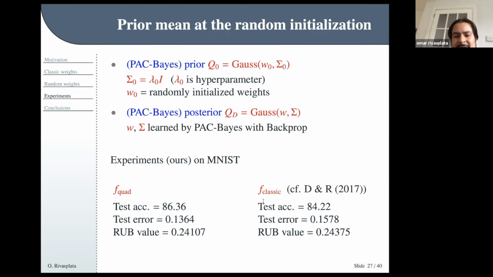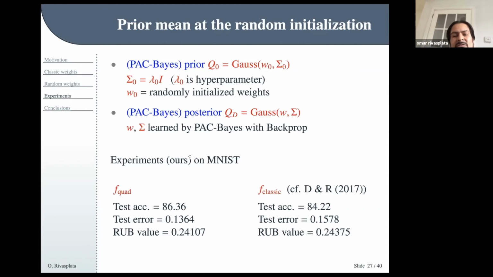For reference, we re-implemented the same training objective that they experimented with. This is F classic. That's the same training objective that they used in their 2017 paper. The values reported here are not the values that they reported, they're the values obtained with our implementation of that training objective. So the test error comes out to a little over 15%, closer to 16%. That's more or less the test error that they obtained, a little bit better. I think they obtained like a 17% test error. The risk bound value, about 24%, is comparable to the value that they obtained as well.